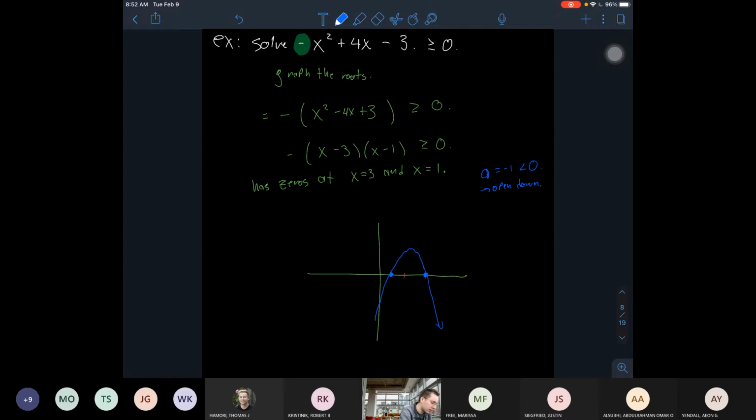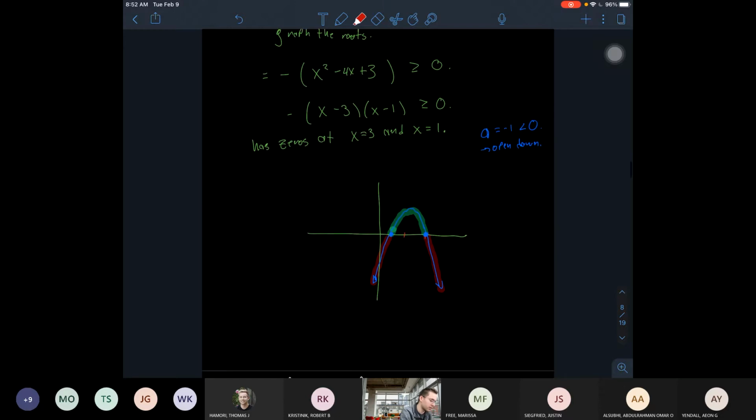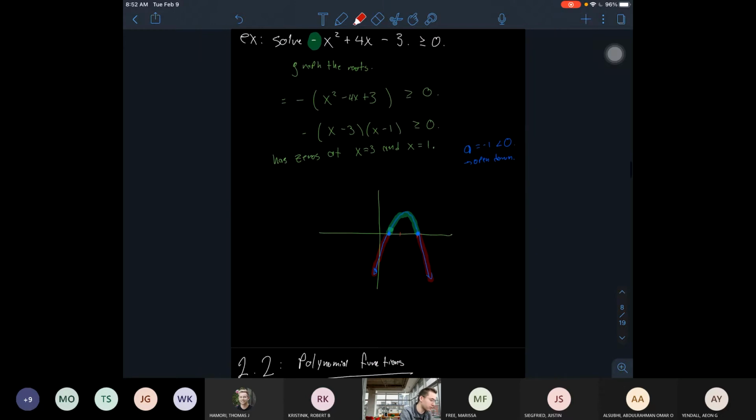It doesn't really matter where the vertex is, because we know that in between these two zeros, we're going to be larger than or equal to 0. And to either side of them, we're going to be less than 0. And we don't really care how high we are, so we're not even going to worry about putting this into vertex form. We're just going to graph the roots.